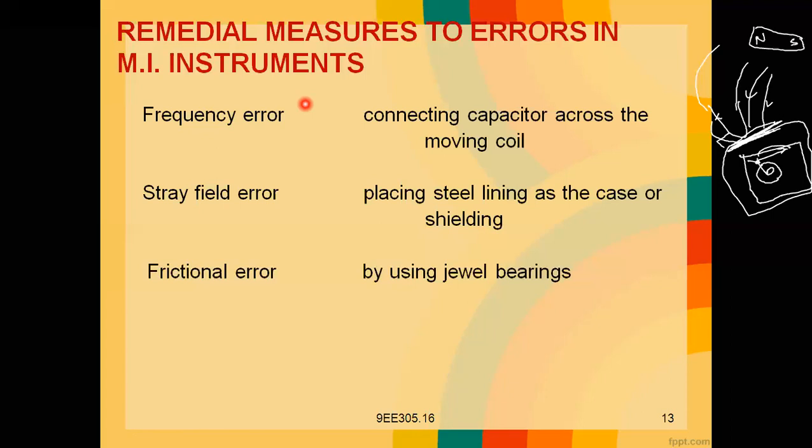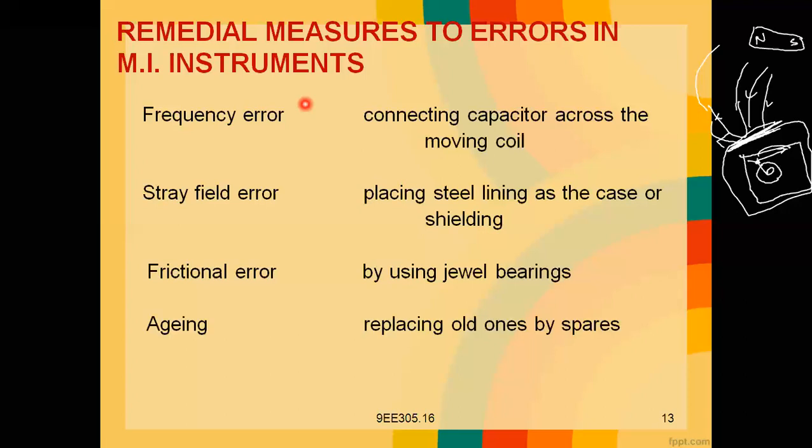If dust is accumulated in that bearing, we have to clean it. Maintenance is required for that. Our casing should be perfect there. So generally, a jewel bearing provides less friction. If a jewel bearing is not there, then frictional error would be more. Already we use jewel bearing and also we use a steel lined case, and we already have a capacitor connected across the moving iron. These are all things we already take care of in the construction of a moving iron instrument.